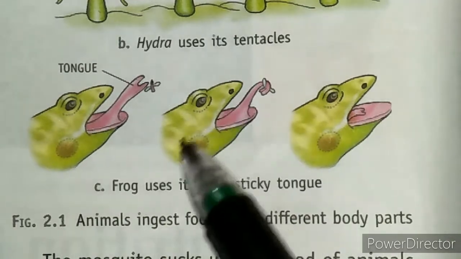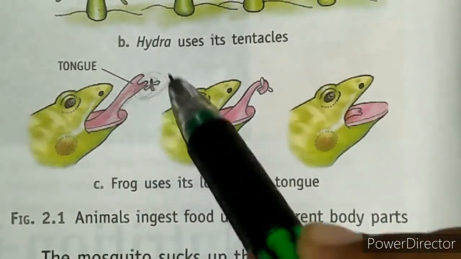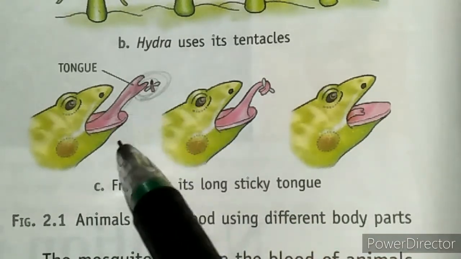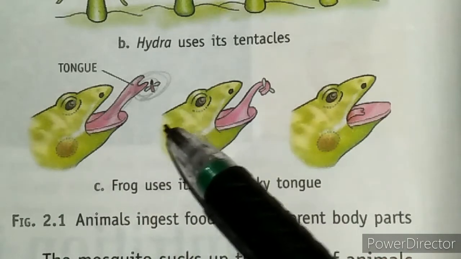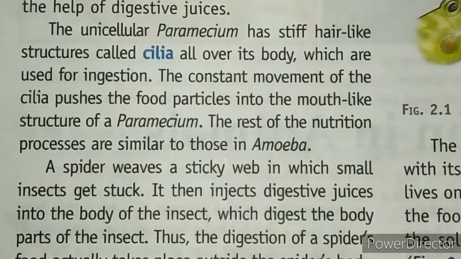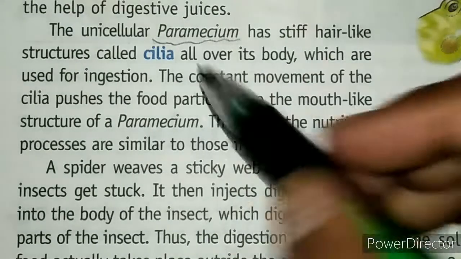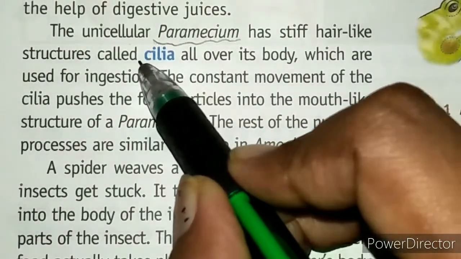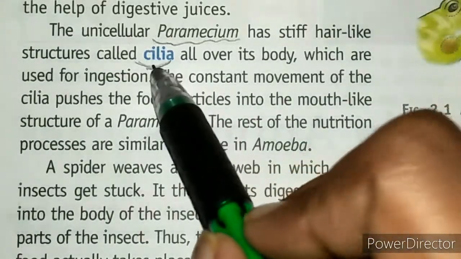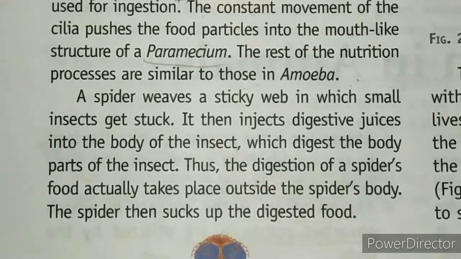Next we have frog. The frog uses its long sticky tongue to catch its insects. Frogs have a well developed digestive system in which food is digested with the help of digestive juices. Next we have paramecium. This is also a unicellular organism and it has a hair-like structure called cilia. Like in the hydra it was tentacles, but in the case of paramecium it has cilia.